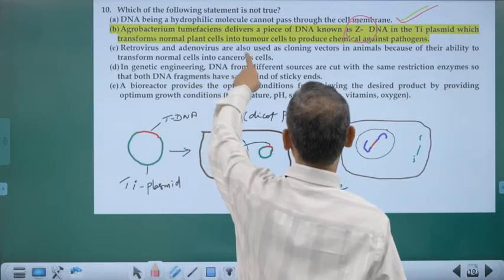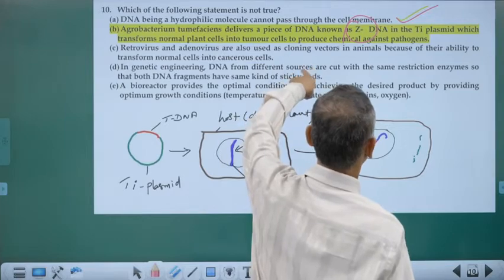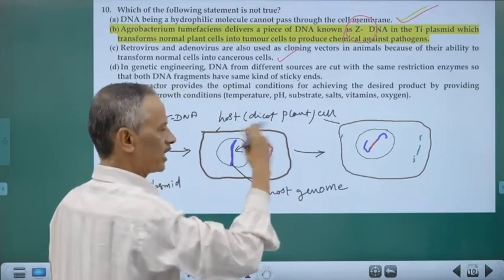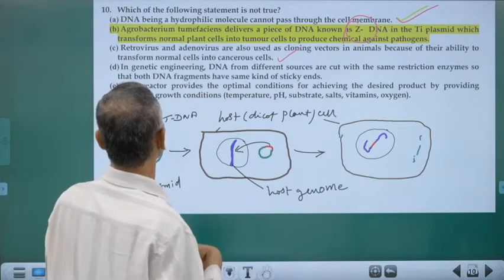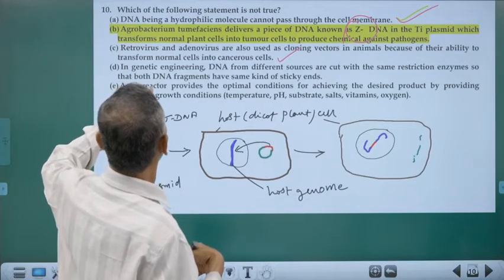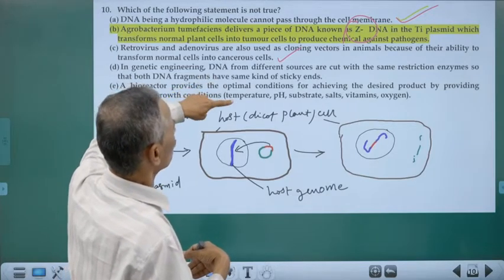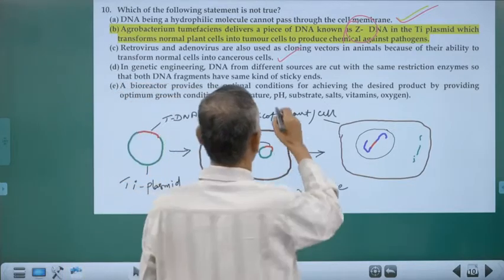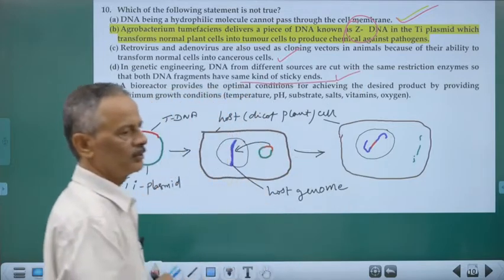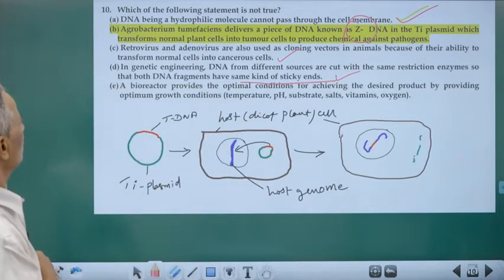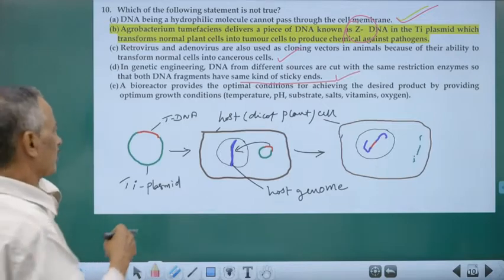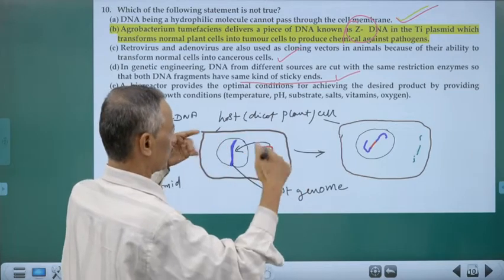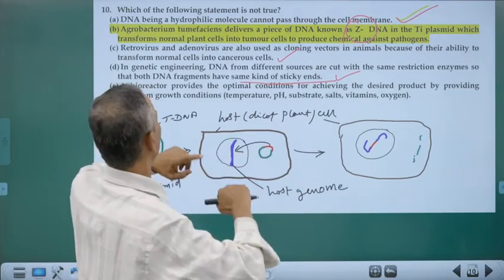Retroviruses and adenoviruses are also used as cloning vectors in animals because of their ability to transform normal cells into cancerous cells, because they can multiply. Okay, that's why they are all used. In genetic engineering, DNA from different sources are cut with the same restriction enzyme so that both DNA fragments have same kind of sticky ends. They will be having complementary sticky ends. That is the principle why we are cutting the vector DNA and donor DNA with the same restriction enzyme so that they will be having complementary cut ends. They can be easily joined.